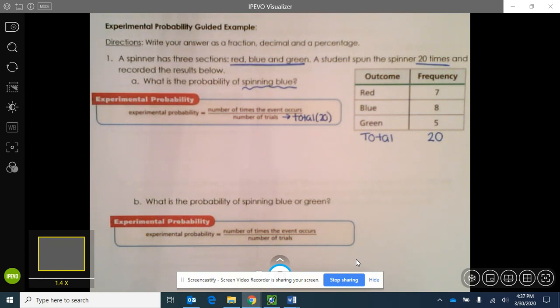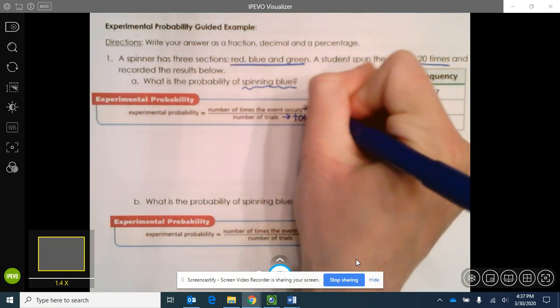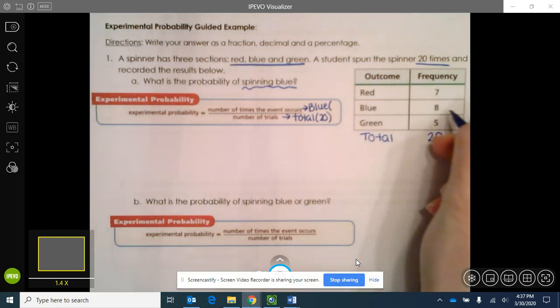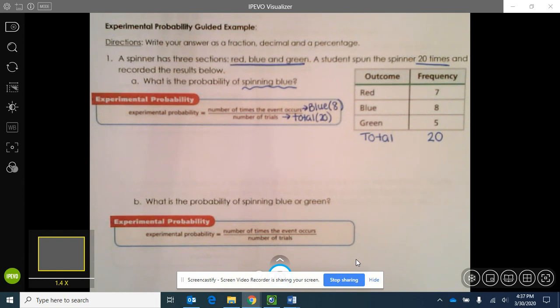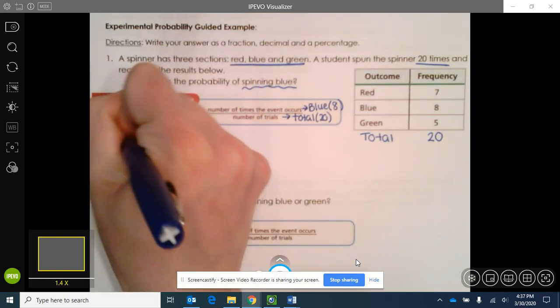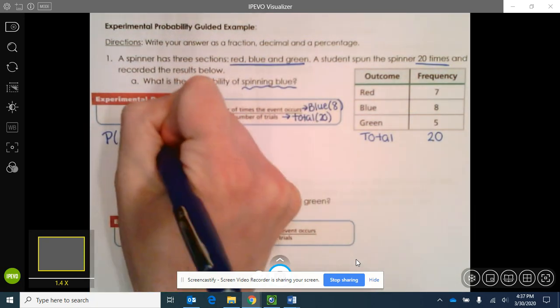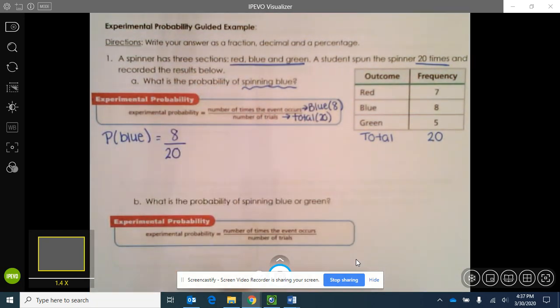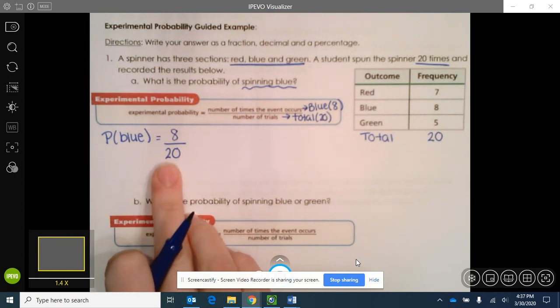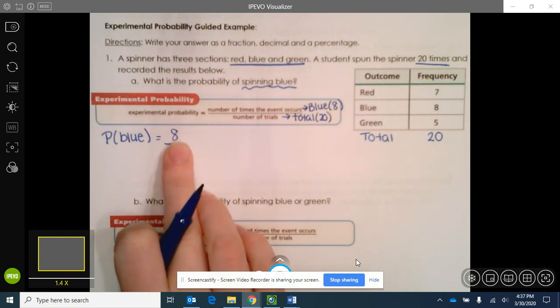Now, our event that we're looking at is spinning blue. So we want to figure out how many times the student spun blue. If you look at your chart here, it tells us that the student spun blue 8 times. So our probability of spinning blue, and notice I'm using our probability notation. So this is just a little bit easier than actually writing out the whole statement, the probability of spinning blue. You can use these abbreviations. The capital P stands for probability, and then inside the parentheses, you just put the event that you're looking at. So we're looking at the student spinning blue. So the probability of blue would be 8 out of 20 because the student spun the spinner a total of 20 times, and out of those 20 times, they spun blue 8 times.